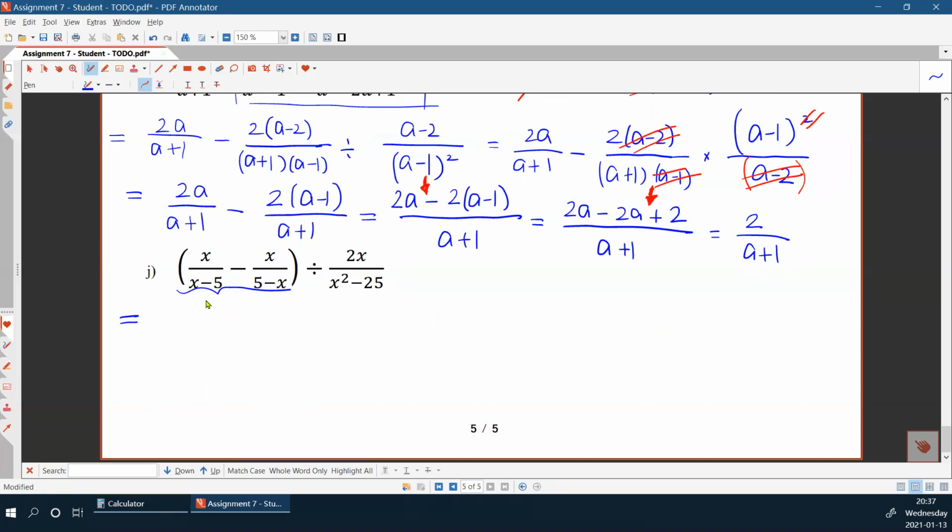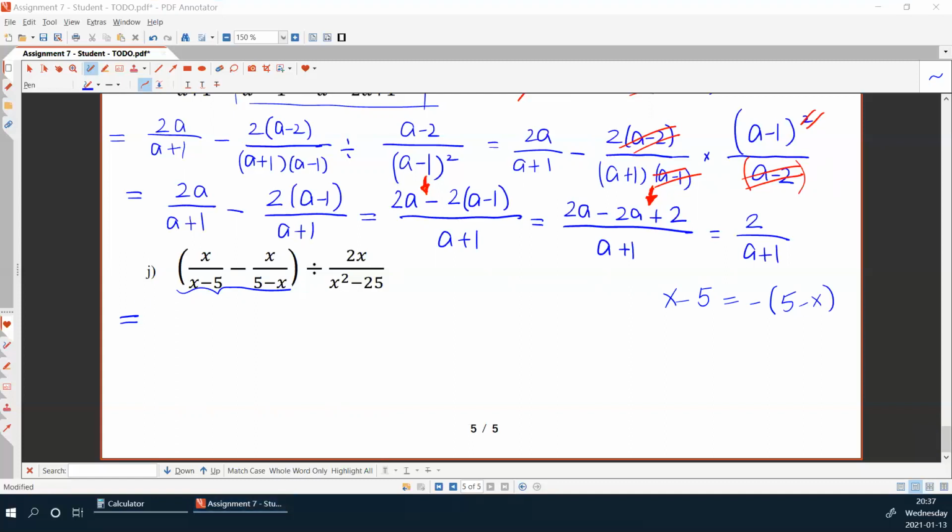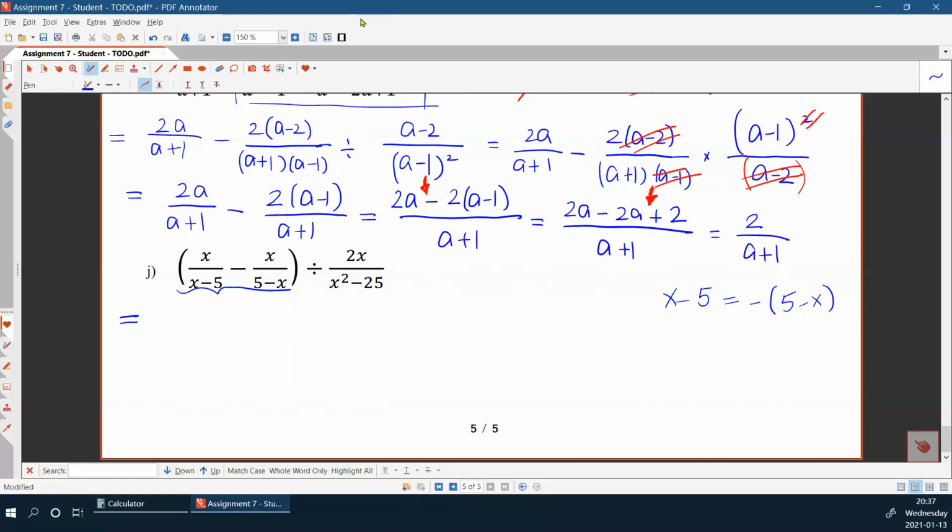Pay attention that both of the two denominators look very similar, right? Because x minus 5 is just the negative of 5 minus x, right? So first of all, do not just multiply them together. Do not use this as their common denominator. Actually, their common denominator is x minus 5 or 5 minus x. You can use either of these, right?